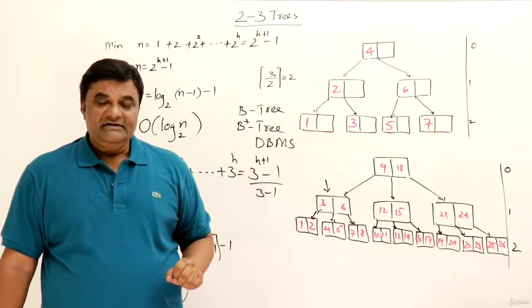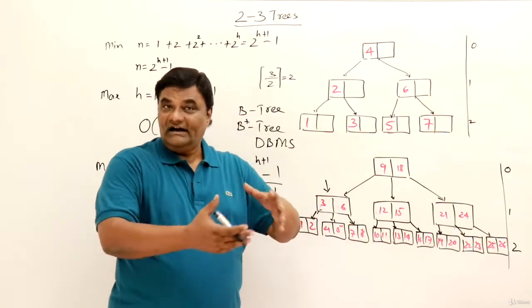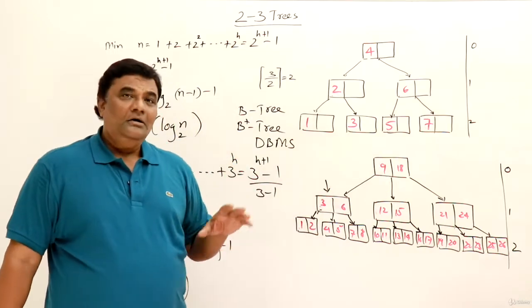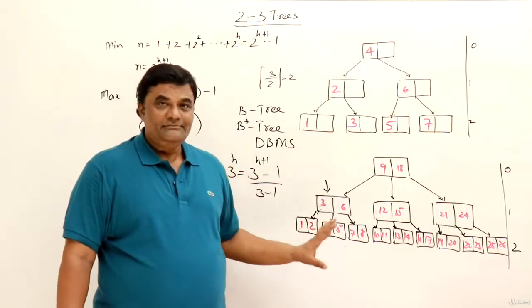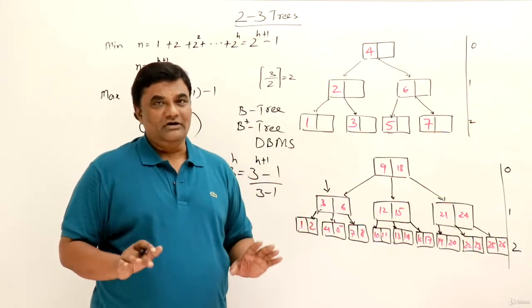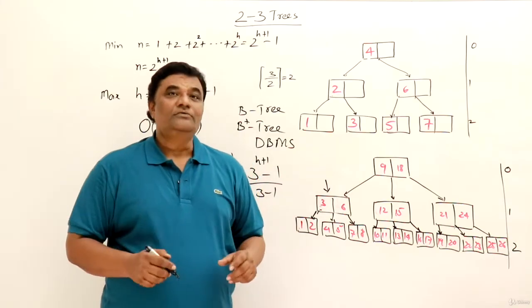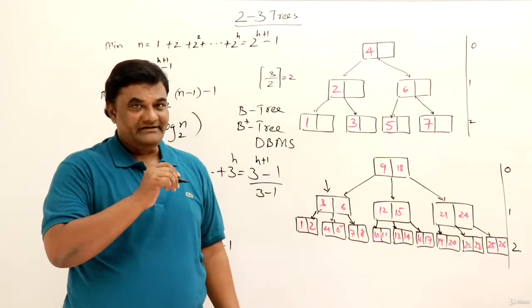And one last point. If you are using a binary search tree for these keys, then the height of the tree will be very big. But here, the height is smaller. So if you talk about height, this height is smaller than a binary search tree. So that's all in this video. We have learned about 2, 3 trees.